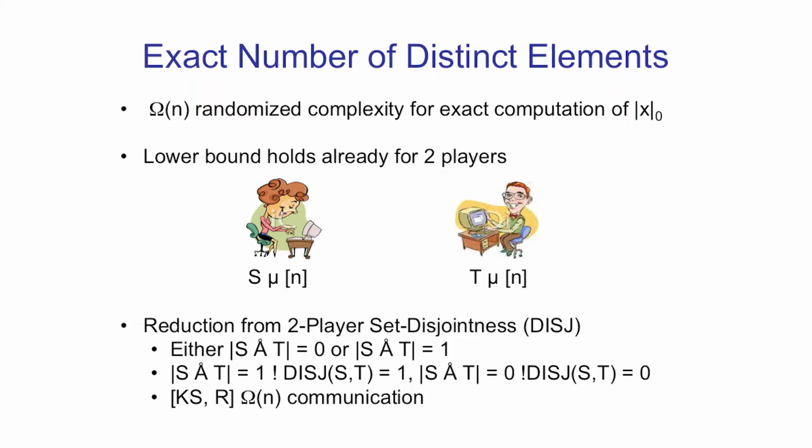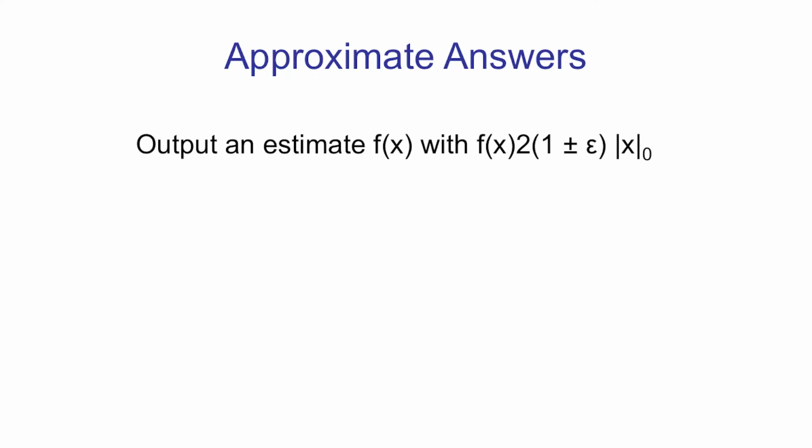Kalyanasundaram and Schnitger, and simplified by Razborov, showed there's a linear in n lower bound for randomized complexity. Using what I just said, the union size is the sum of the 2 set sizes, but you overcount the intersection. So you can solve disjointness by solving this exactly, right? Because of this, we should focus on approximate answers.